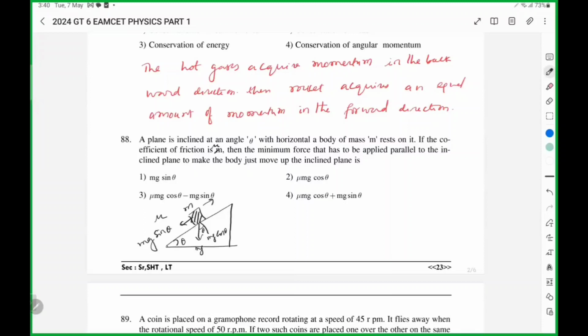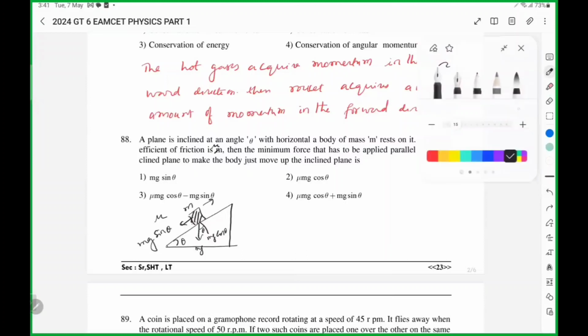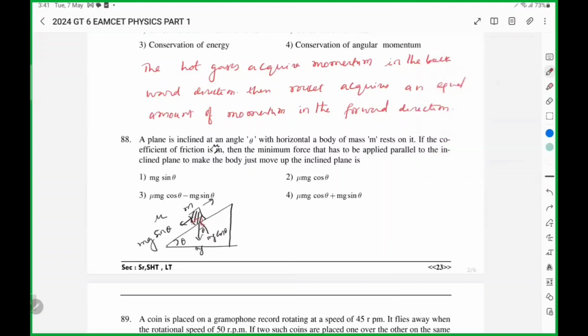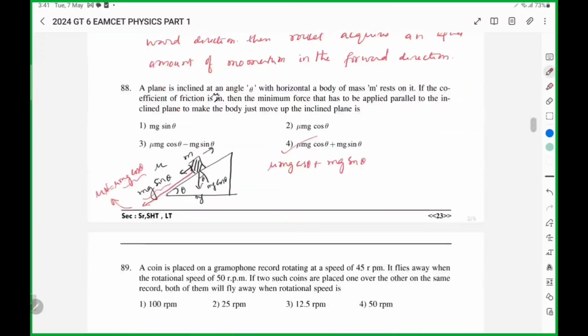Once it starts moving, the frictional force acts in the opposite direction, that is mu N, which is mu mg cos theta. So the net force acting downwards is mu mg cos theta plus mg sin theta. So that much force is applied to move the body upwards.